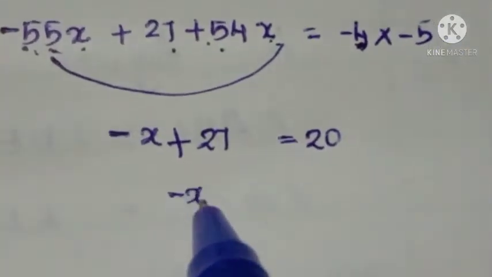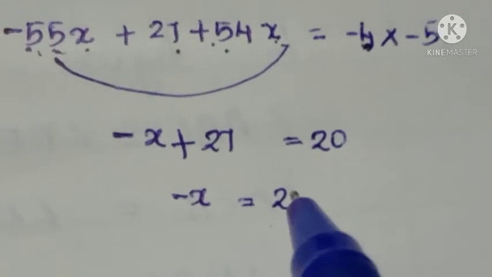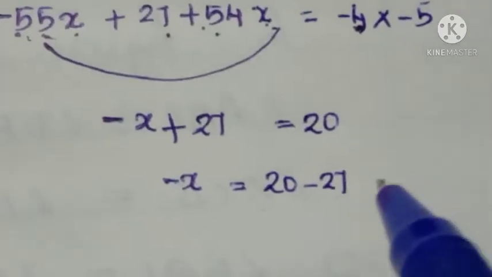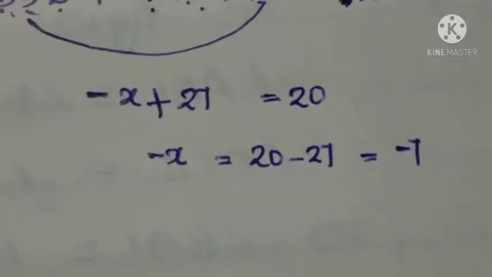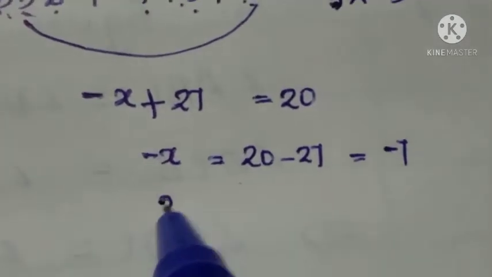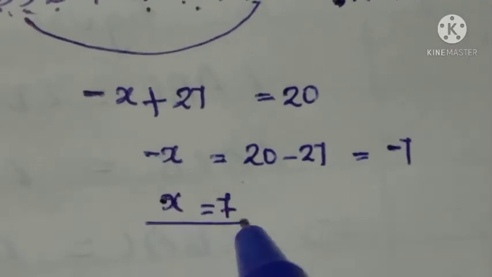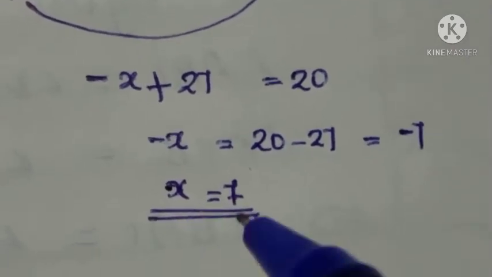So what is minus x? Minus x equal to 20 minus 27. 20 minus 27 is minus 7. So minus x equal to minus 7. So x equal to 7. Okay, x equal to 7.